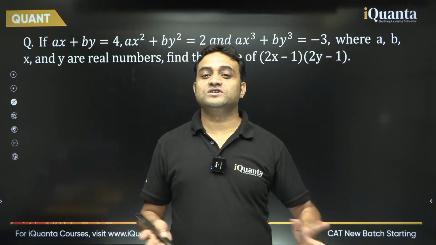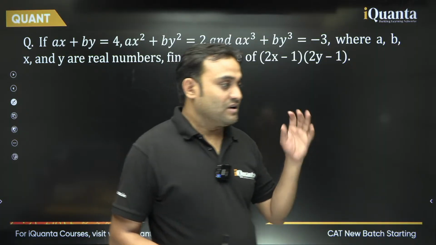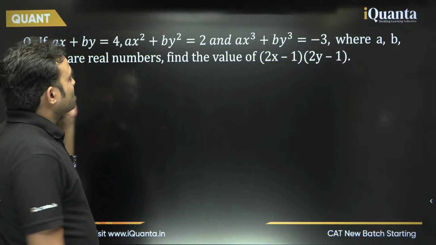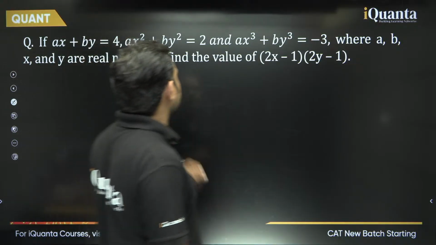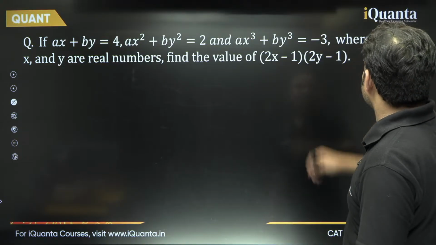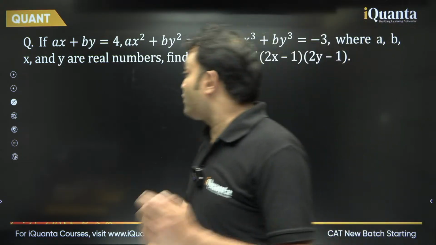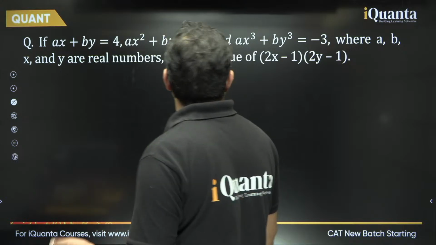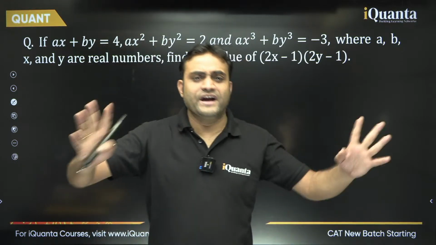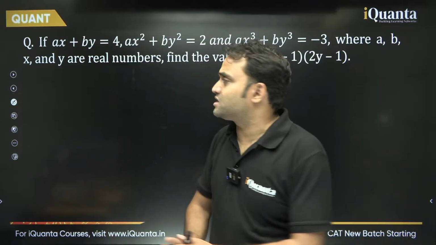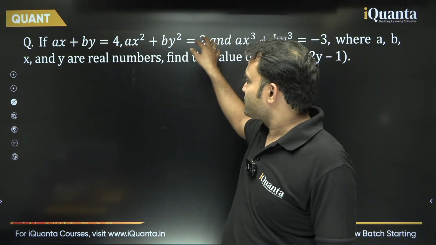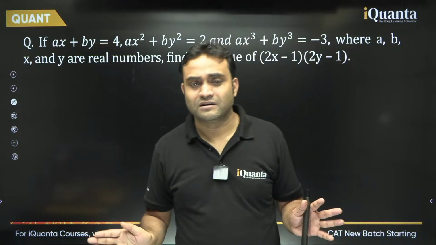No idea where to start, right? So, it's given that if ax plus by is equal to 4, 4x square plus by square is equal to 2, and ax cube plus by cube is minus 3, where a, b, x and y are real numbers. Find the value of 2x minus 1 into 2y minus 1. Now, I have no idea how to start this question, how to use this expression to get this. I don't have any idea.